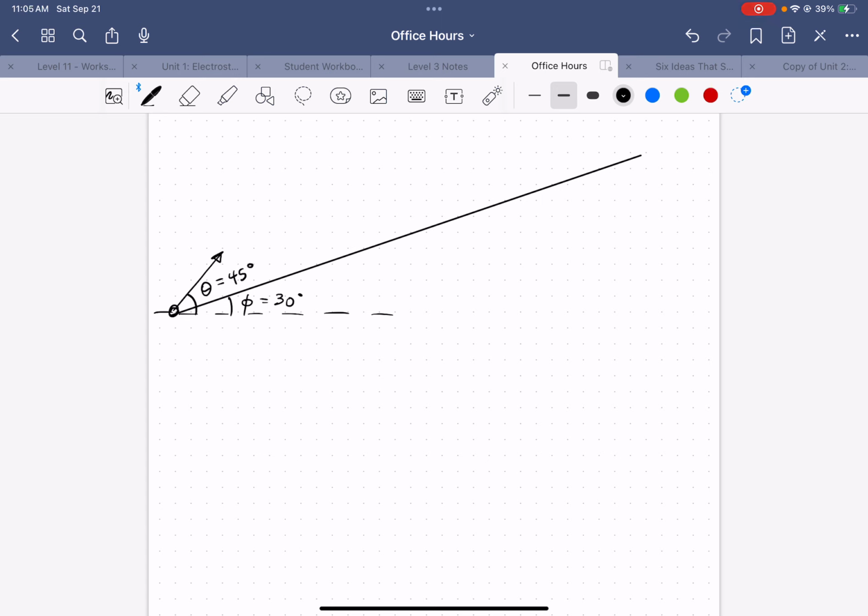And let's say the launch speed of this projectile is 50 meters per second. I want to know when this thing lands on the hill, how far has it traveled along the hill before it lands?